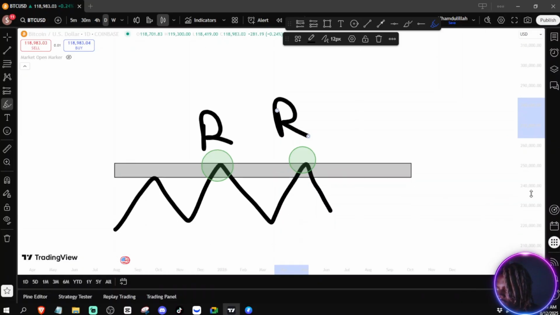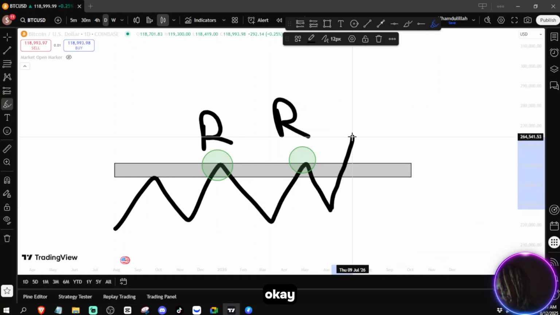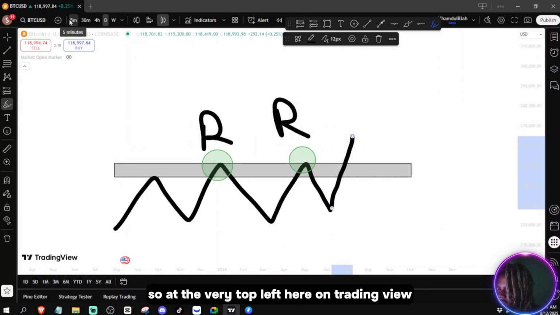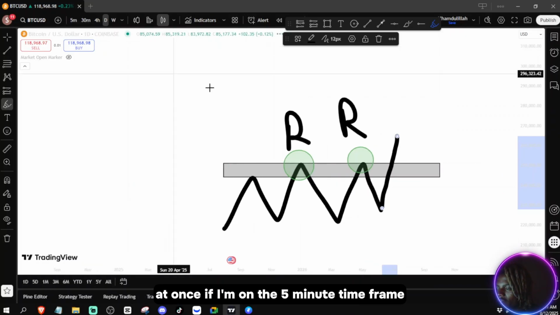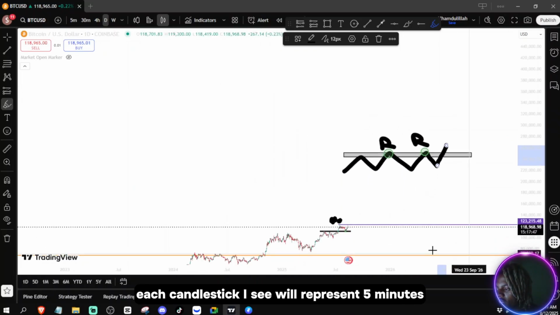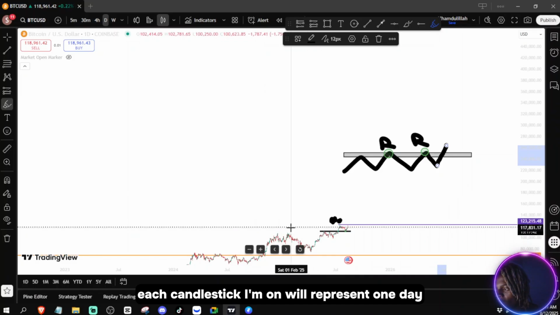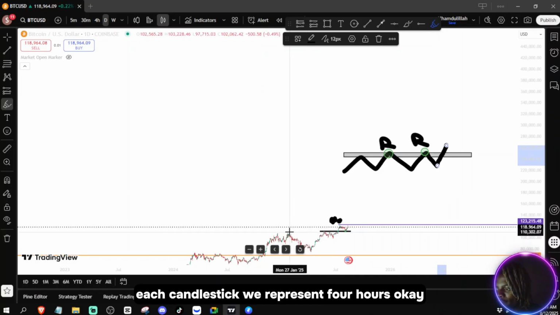Now, whenever you see an area of resistance getting broken, I want you to look at your time frames at the very top. At the very top left here on TradingView, you're going to see what are called time frames. Time frames represent the amount of time each candlestick on your screen covers. If I'm on the 5-minute time frame, each candlestick represents 5 minutes. If I'm on the daily, each candlestick represents 1 day. If I'm on the 4-hour, each candlestick represents 4 hours.